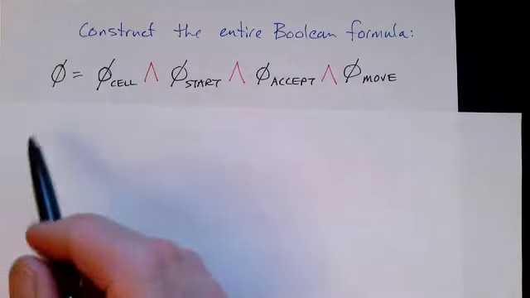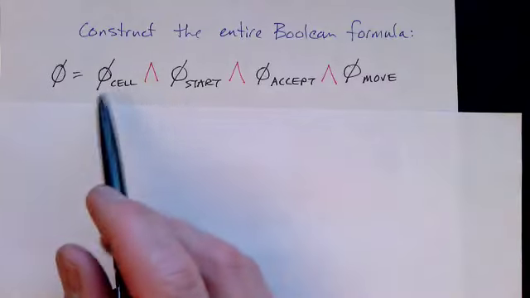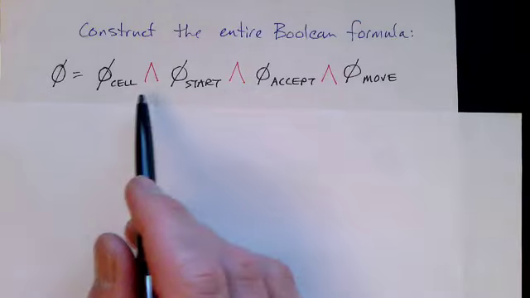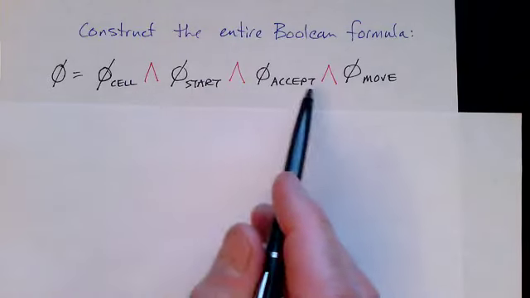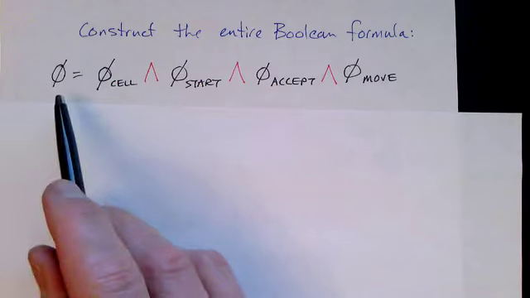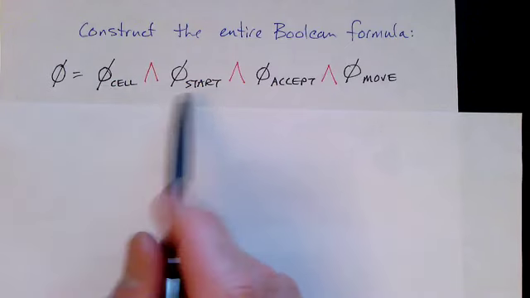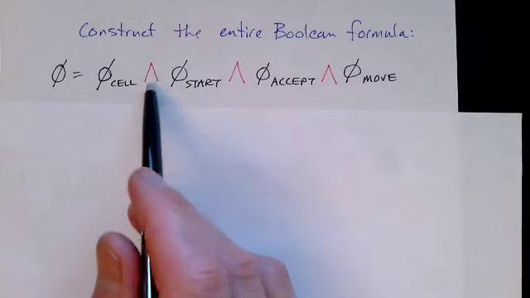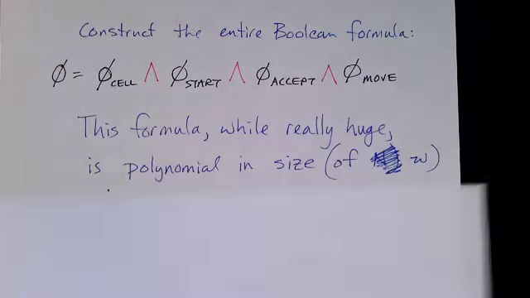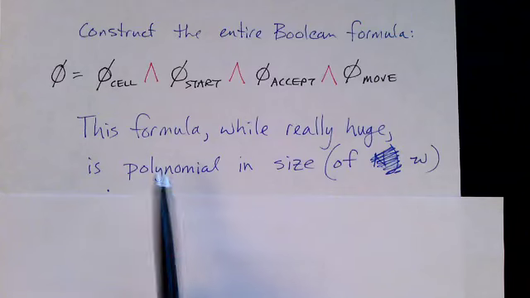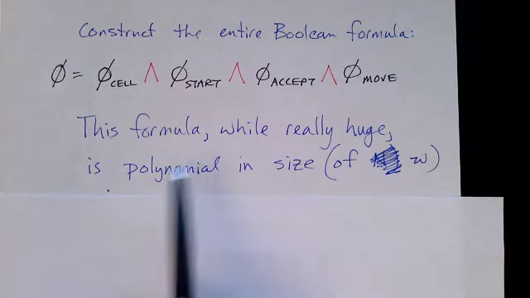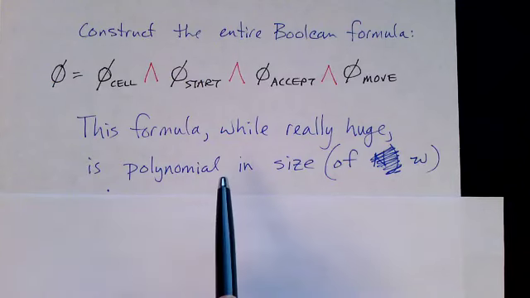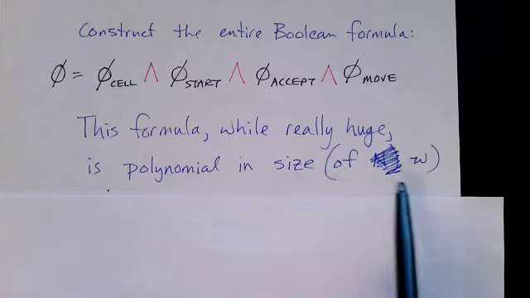The entire formula phi is just a conjunction of the different constraints that I mentioned before. So as we describe the formula phi, we're going to describe all of its parts: phi cell, phi start, phi accept, and phi move. And these are all conjoined together with the logical and symbol. This formula, phi, is going to be really huge, but it's going to be polynomial in the size of the input w.